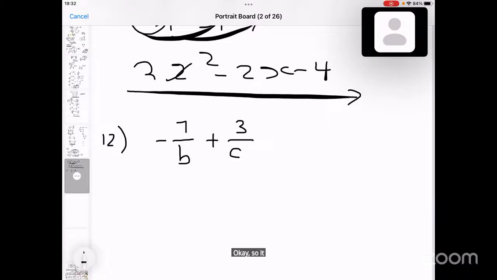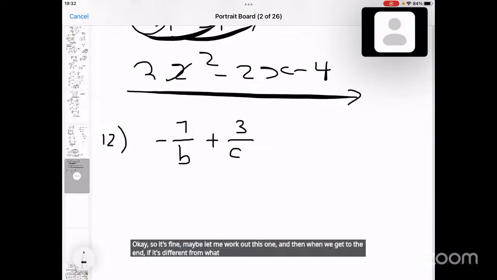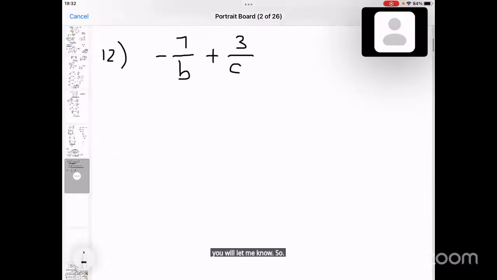Maybe let me work out this one, and then when we get to the end, if it's different from what you expected or what you're comparing it to, you will let me know. So maybe let me move at the speed of light and say this one, I will just rewrite it nicely like that.